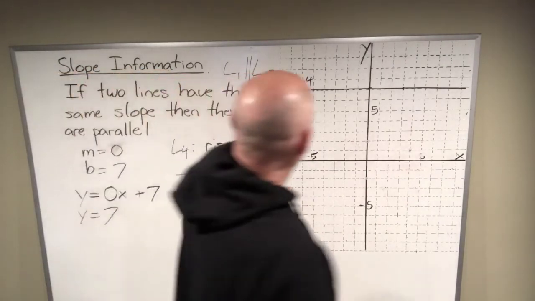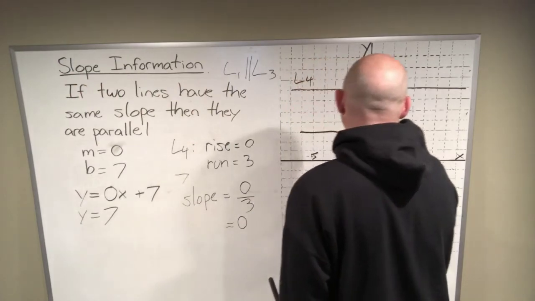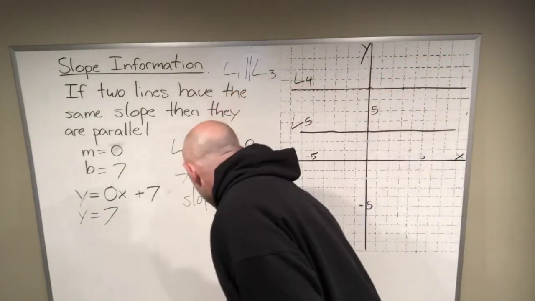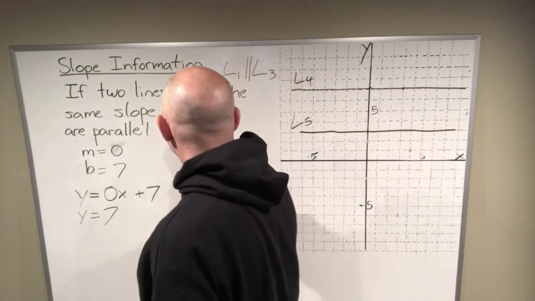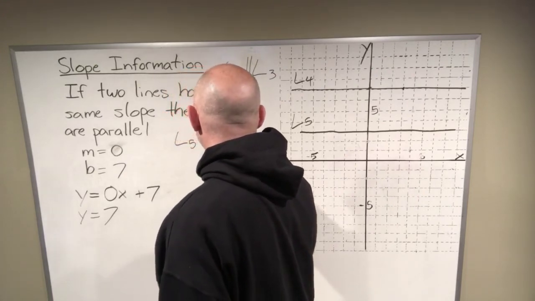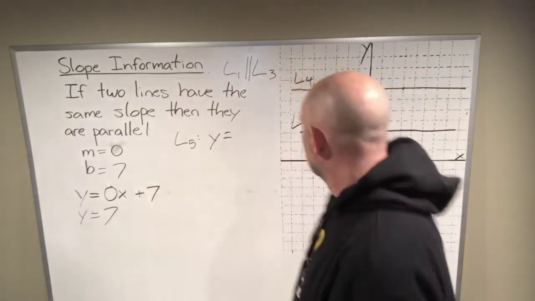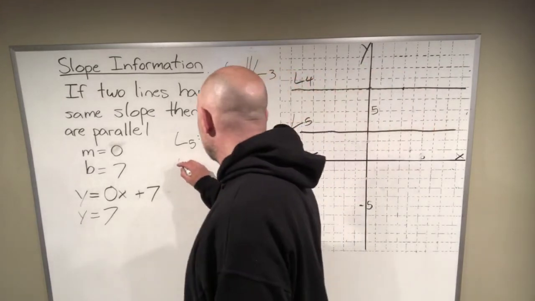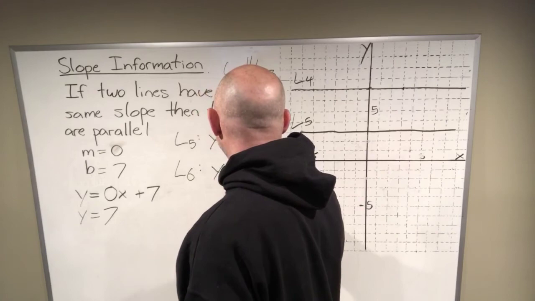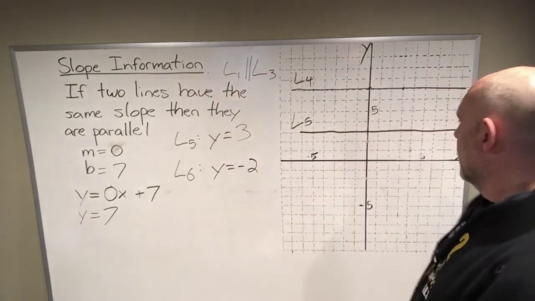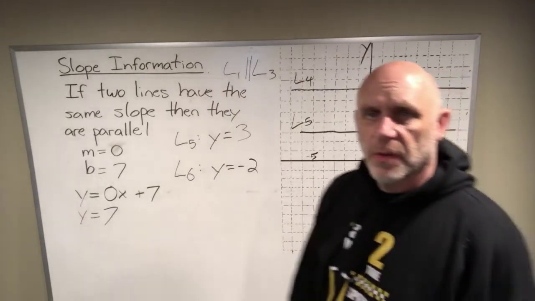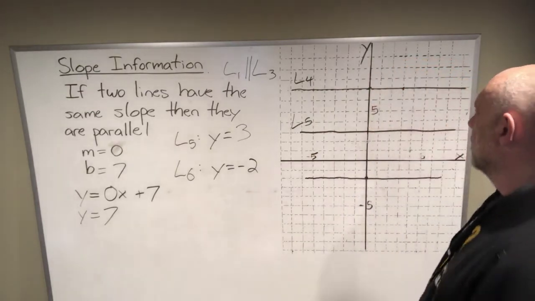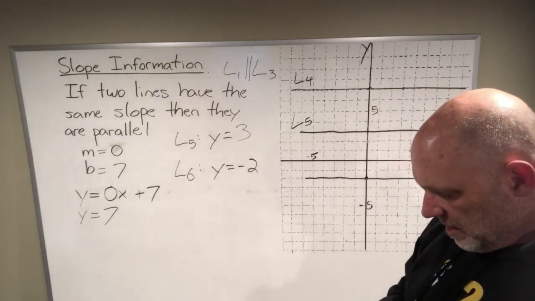That's it. How about this? Call this L5. What's the equation for L5? It's got no slope, so I'm just going to leave that out. But it goes through y equals 3. That's the equation. How about L6? I'll write the equation. Let's draw it. Y equals -2. So all we have is a y-intercept. It goes through -2. There is no slope. So that's it. 0 slope.